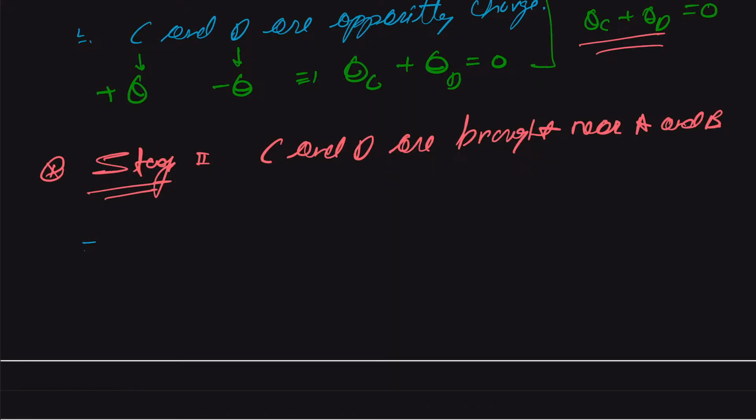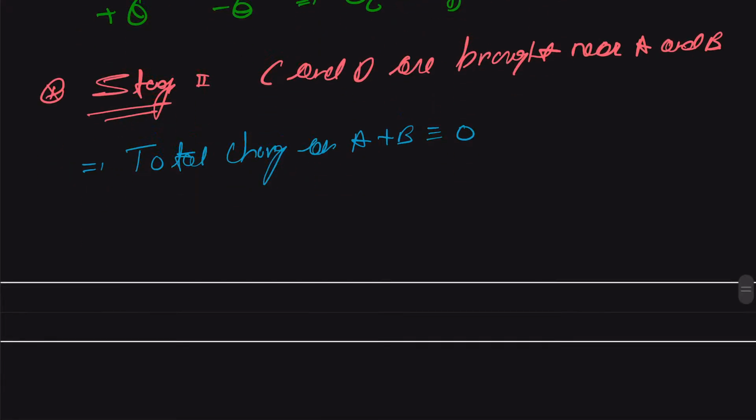Therefore, we can say that the total charge on A plus B is still equal to 0. Similarly, we can say that the total charge on C plus D is still equal to 0, because of the charge conservation.